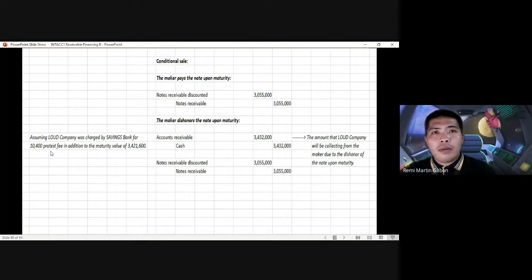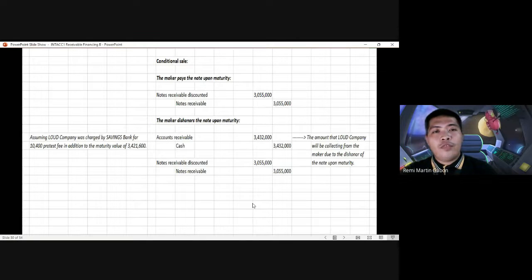Okay? Ng protest fee. Oy, Loud Company, bayaran mo ako kasi hindi nagbayad si maker. Since kung hindi ka magbabayad ka sa akin ng additional 10,400. Okay? Since hindi nagbayad si maker, ikaw ang sisingilin pa kita ng protest fee na 10,400. So yung total na babayaran mo sa akin is 3,432,000. Which in return, the same amount yung sisingilin ni Loud Company doon sa maker.